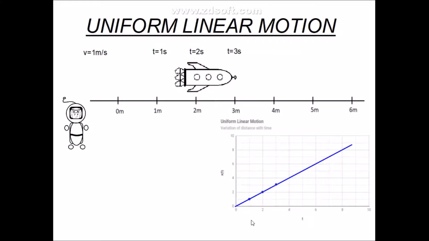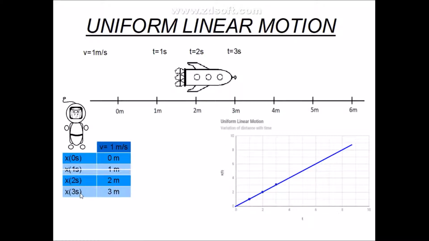This means that if we want to know where the rocket will be at second 8, for example, we just go to the graph and we find that it will have advanced 8 meters. This can also be seen in this table, which represents each position depending on the time.